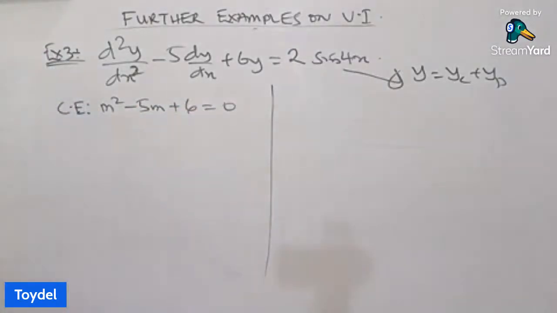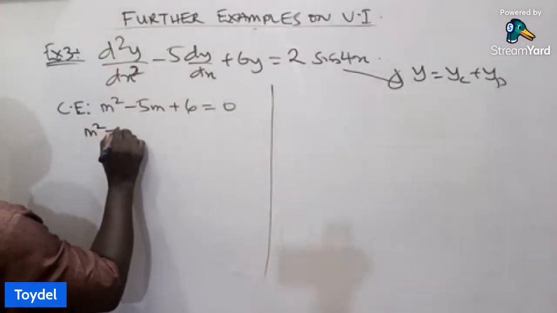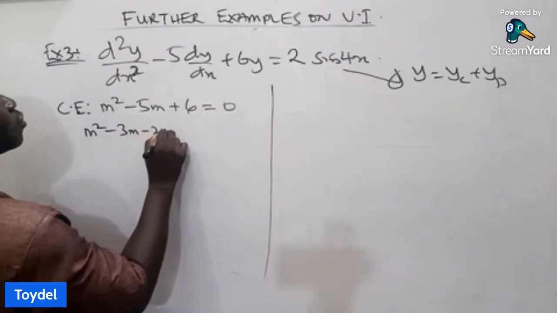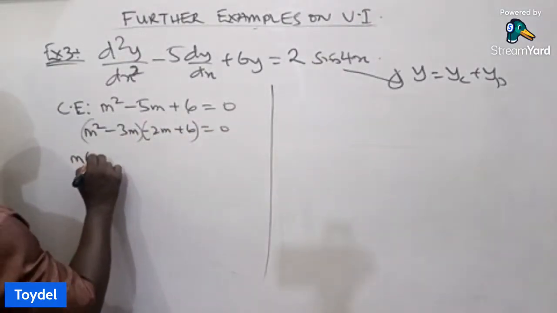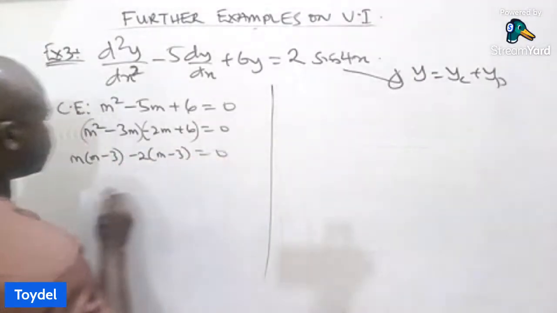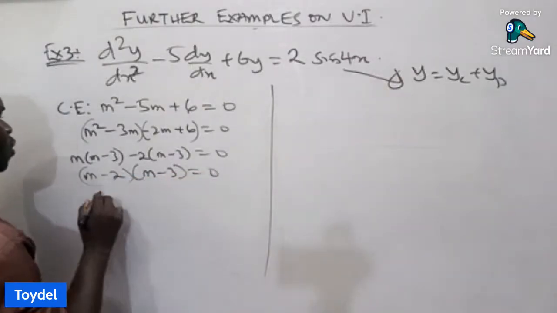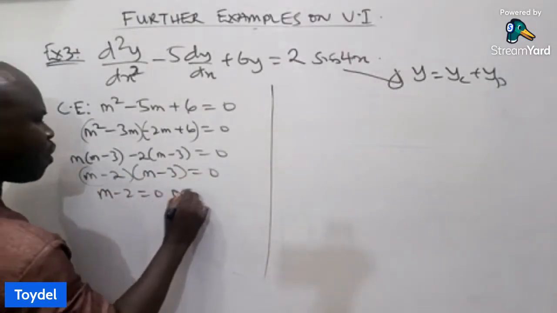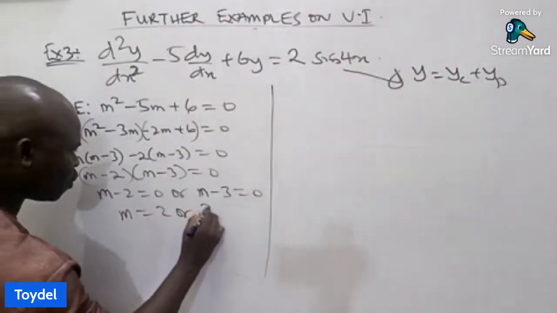We equate the right hand side to 0 in order to find the first solution. So if we do that, what are we going to get here? We are going to have m squared minus 3m minus 2m plus 6 equal to 0. So m(m minus 3) minus 2(m minus 3) equals 0. So (m minus 2)(m minus 3) equals 0. So m minus 2 equals 0, or m minus 3 equals 0. So m is equal to 2 or 3.